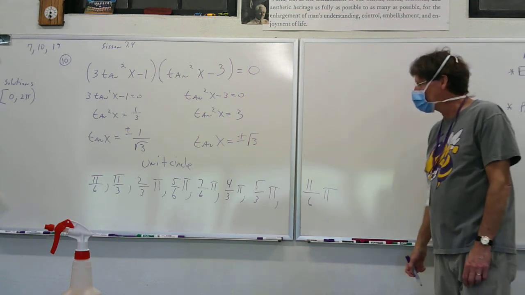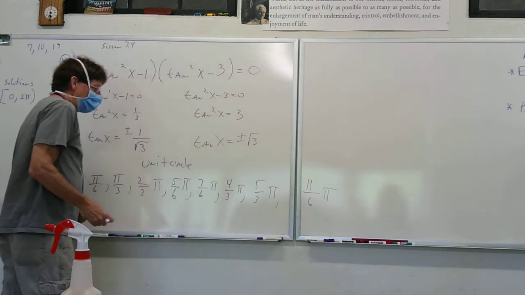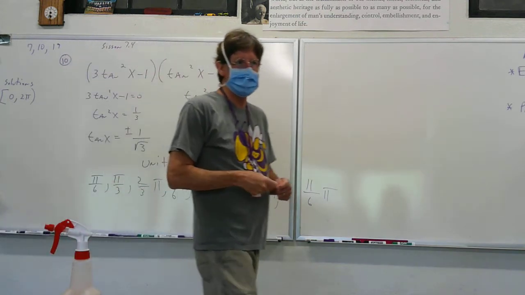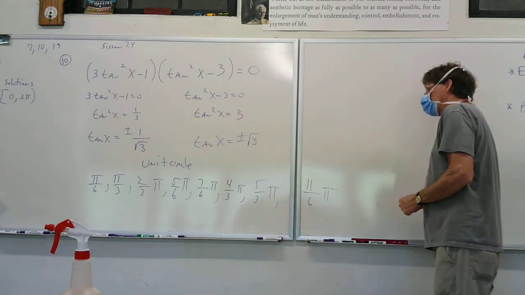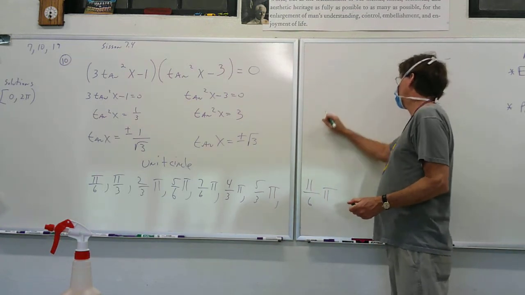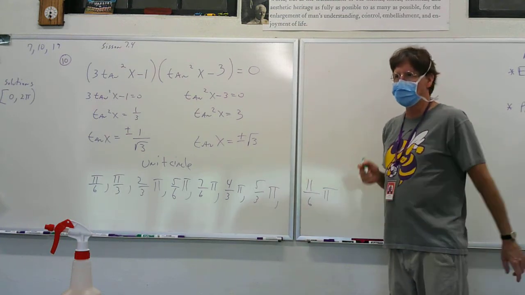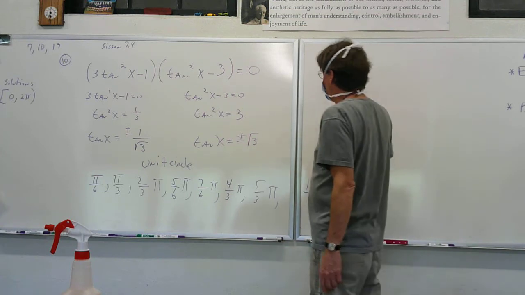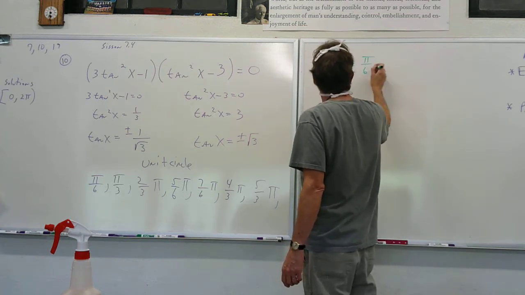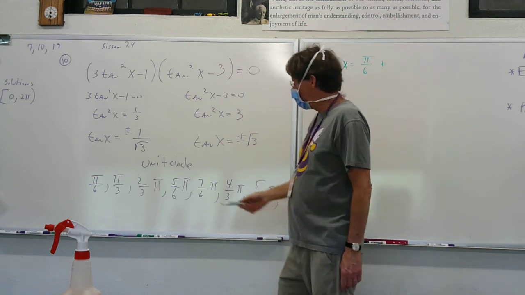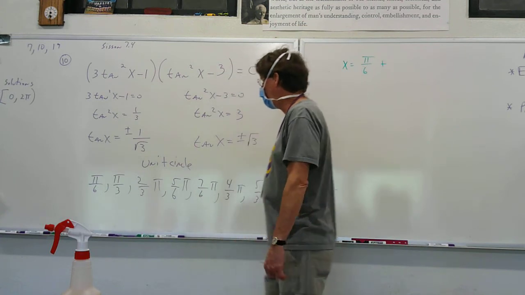Okay. Now, here's what I want to talk to you about. And this is not required for me, but this is required probably for your future. If you look at the answers in the Sisson book, that's not what he gives. I'm going to show you what he writes. He writes x equals pi over 6 plus, and what do you add to pi over 6 to get pi over 3? You add what?